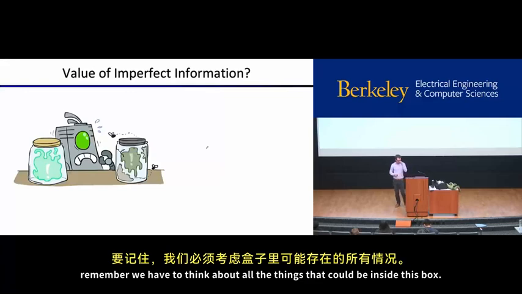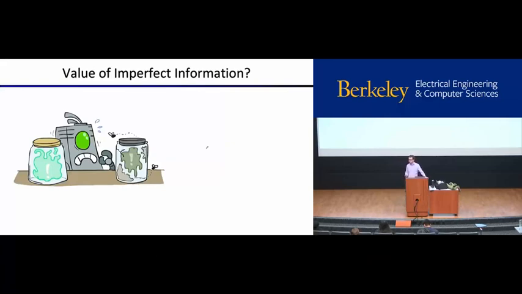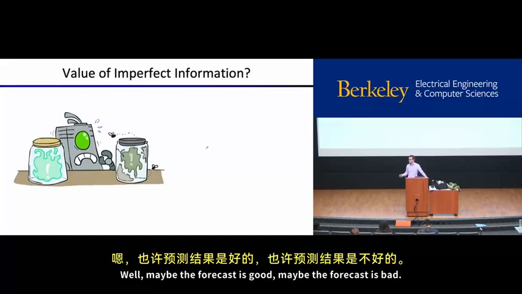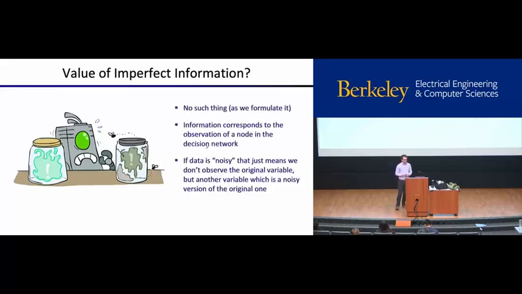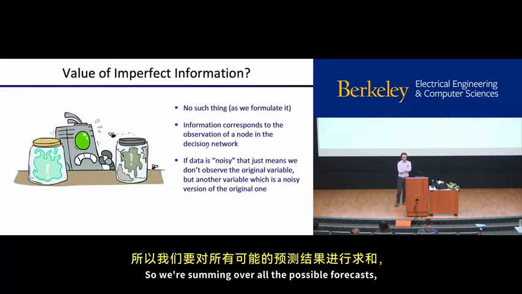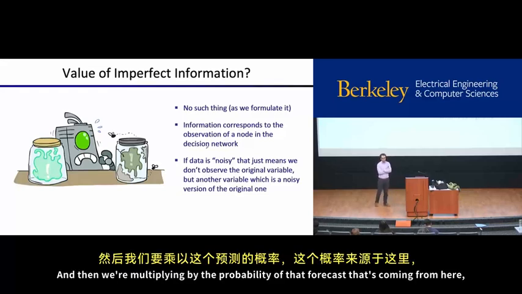So you could ask about the value of imperfect information, but in this class, we don't really have any such thing as imperfect information. We just have perfect information about observations that tell us about other variables. So this is like the scouting report. So no such thing as imperfect information. The information corresponds to observing one of these nodes. That's our evidence. If we observe the scouting report, we have perfect information about the scouting report.